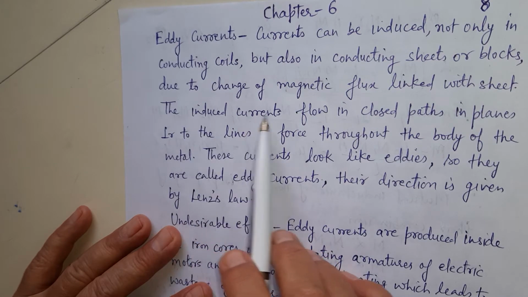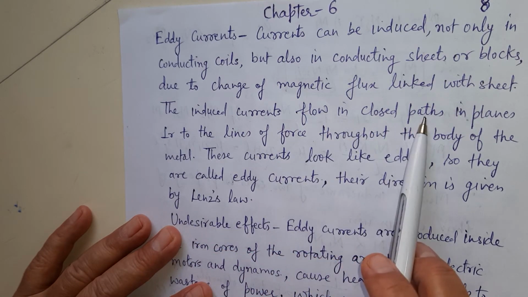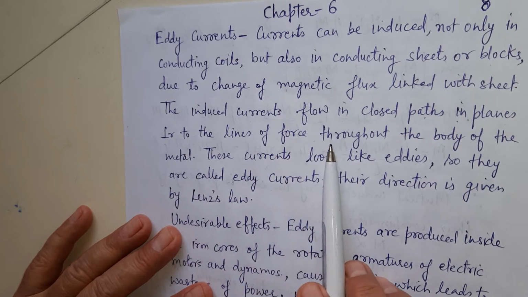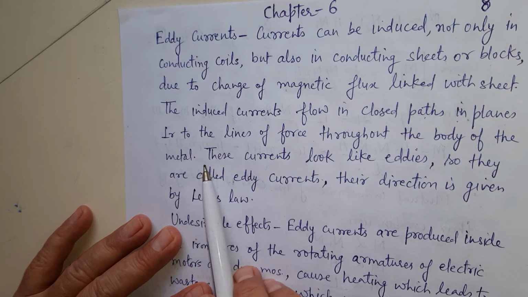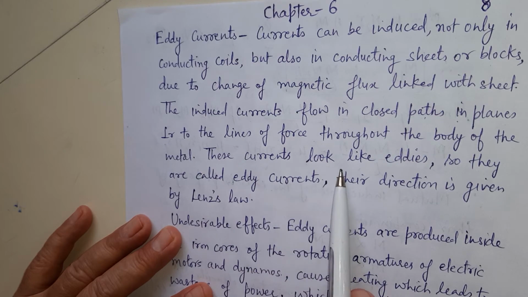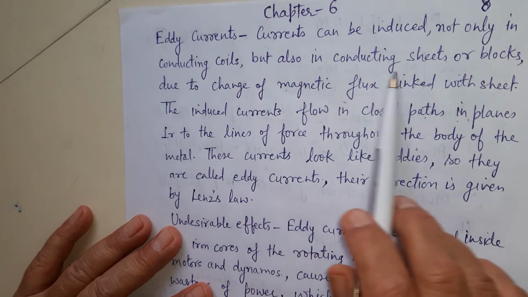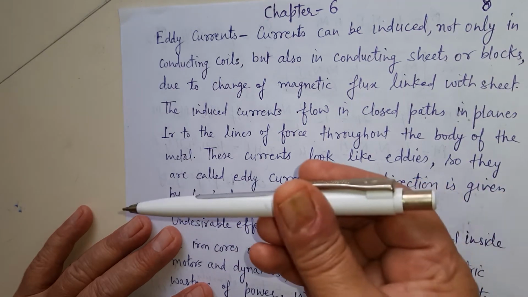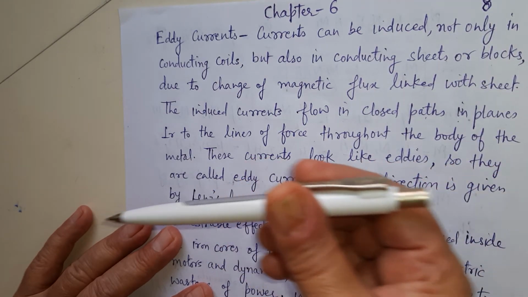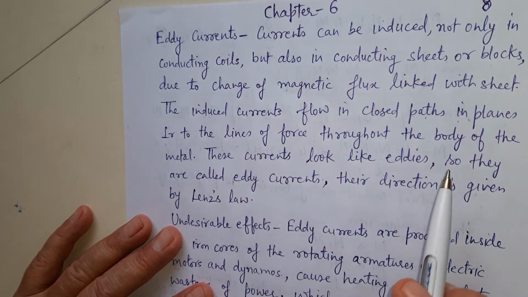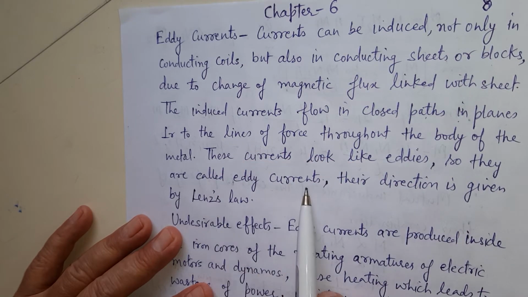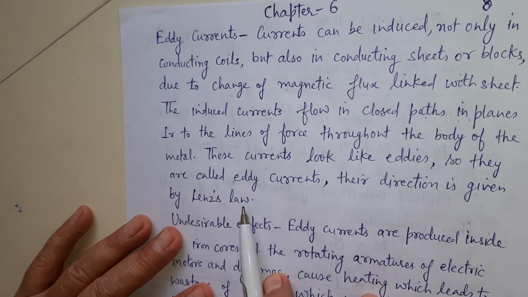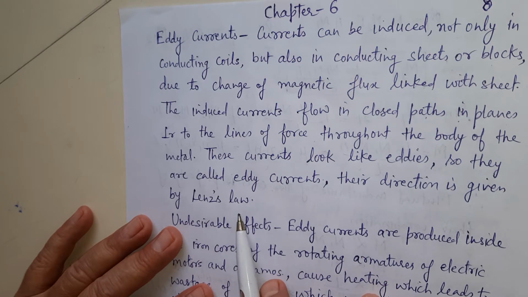This induced current flows in closed paths in planes perpendicular to the lines of force throughout the body of the metal. These currents look like eddies because they are closed paths and perpendicular to the magnetic field lines. So they are called eddy currents. Their direction is given by Lenz's law because they are due to induced current.